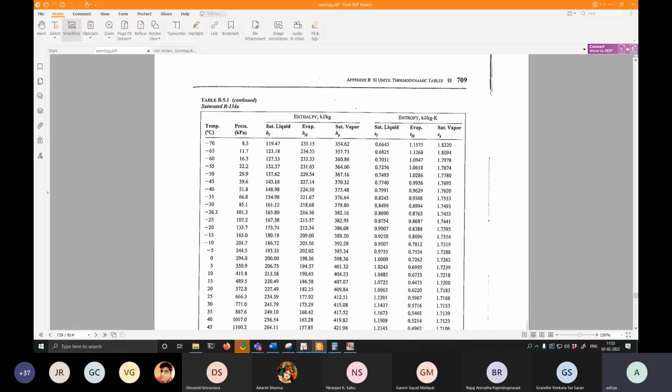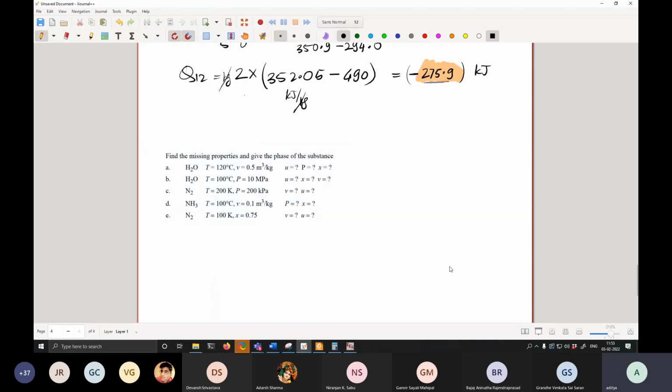Yeah, I've pasted the problem. The question is very simple, but you need to do such simple questions as well so that you get confidence in fetching properties from the tables. Find the missing properties and give the phase of the substance. The first question is steam, T equal to 120, specific volume equal to 0.5. They're asking U, P, X, and all these things.